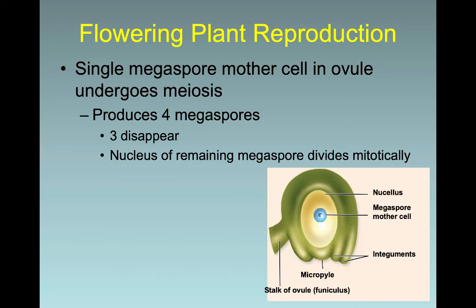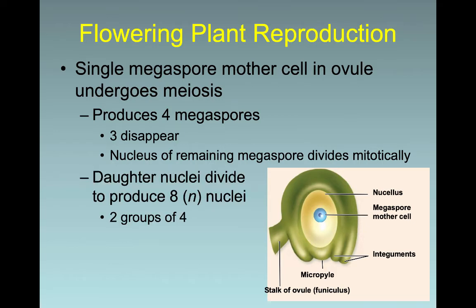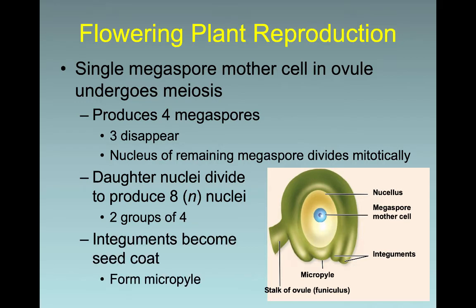So what happens is that 1 remaining megaspore goes through 3 rounds of mitosis. It makes 8 cells, but 2 of the cells fuse together to form 1 big cell that has 2 nuclei in it. All right, so we have 7 cells with 8 nuclei at the end of this. And so these 2 groups of 4 cells that are produced are going to produce what's called the embryo sac. All right, and that's going to be the female gametophyte here in a second.